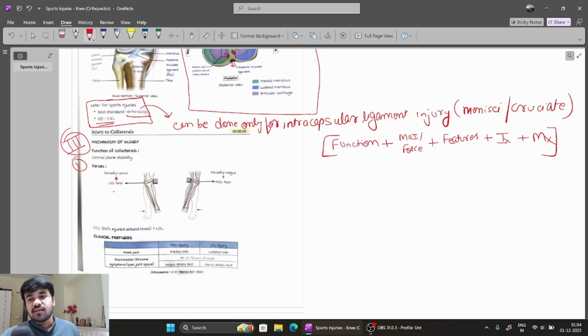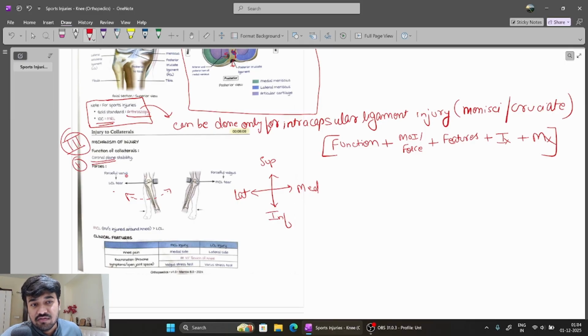So starting with the collateral ligaments, the function of the collateral ligament is providing stability in the coronal plane, right? So they provide coronal plane stability. This is the coronal plane, right? For more clarity, you can understand it like this: this is the superior direction, this is the inferior direction, this is the medial direction, and this is the lateral direction. So the plane which is formed is the coronal plane. So stability in the coronal plane is provided by the collateral ligaments.